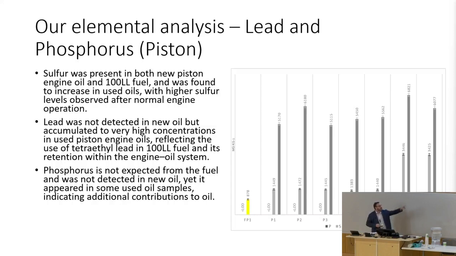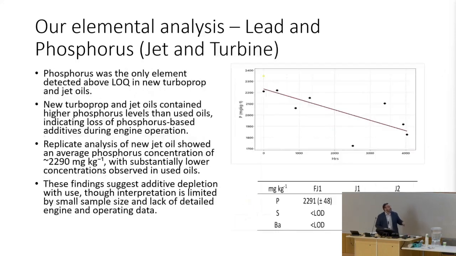Something else interesting, which you can see in the last two samples, is that we found some phosphorus. We didn't really know where it was coming from, since there's no fuel source and no oil source. We figured it had to be an additive, so we'd look for that later. When it comes to our turbine, jet and turboprop engines, what we mostly noted was a decrease in the amount of phosphorus. I mentioned before that, especially with jet and turboprop aircraft, they use oils that have organophosphate additives.